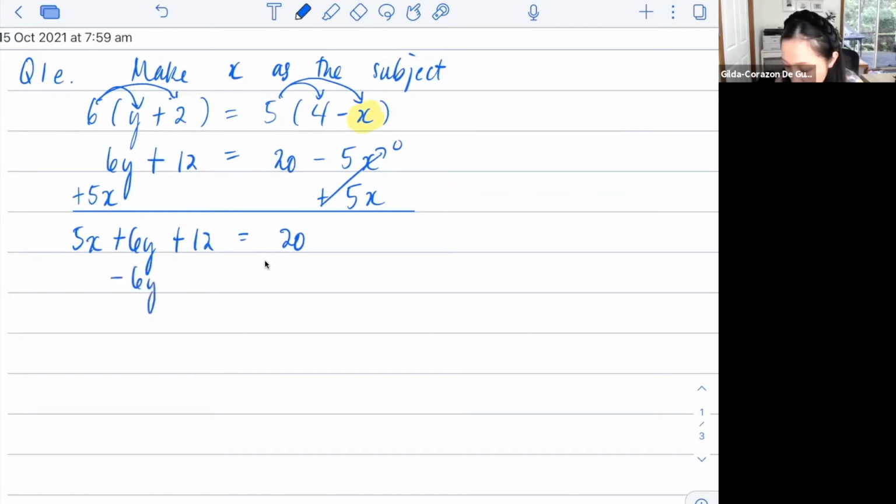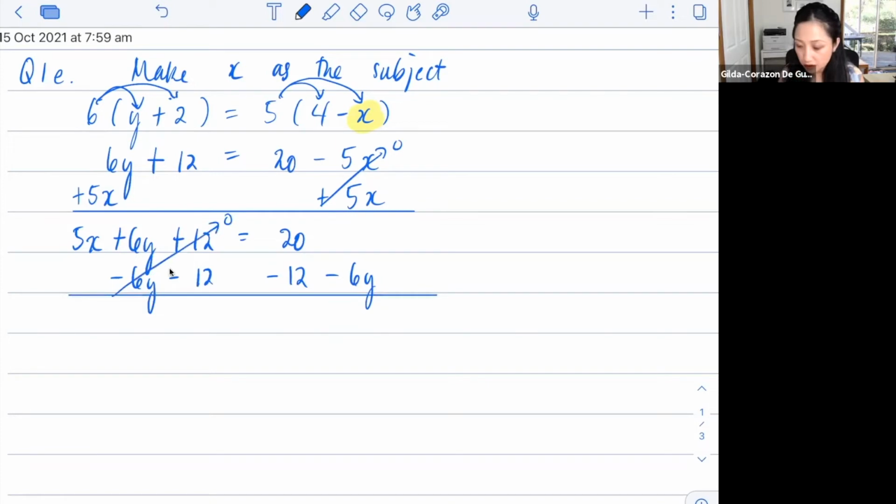So we minus 6y, we minus 12, to do the inverse or the opposite. And that's what we do on the other side as well. So we've got minus 6y, but then we've got a constant, so we can write the minus 12 underneath it. Then on the left-hand side these now become 0, so you're left with 5x. On the right you've got 20 minus 12 gives you 8, 8 minus 6y, because you just bring that minus 6y over there.